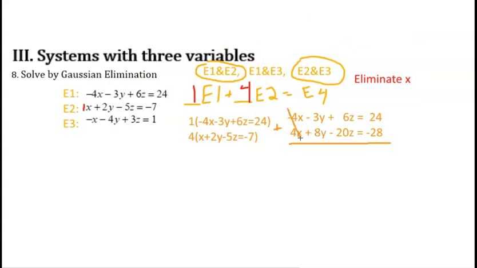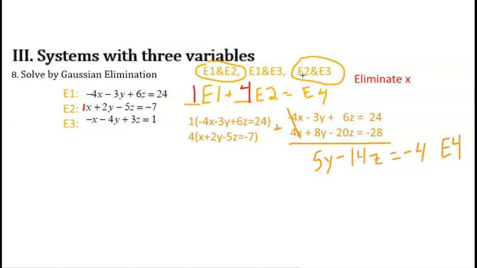So once we've written those out, we're going to combine the 2 equations. The x's become eliminated, they go away. We have 5y minus 14z equals negative 4. And we don't want to go any further with this equation yet. We'll just call it equation 4, and we'll put that off to the side for just a moment.